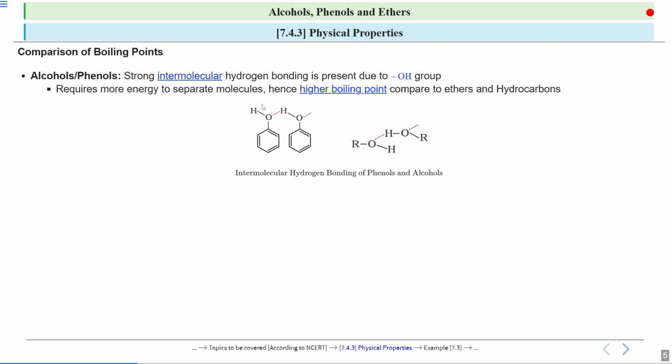Okay. Now look at the case of this phenol. In phenol also, since there is a hydroxyl group, you will see the hydrogen bonding in phenol also, because phenol also has your hydroxyl group.